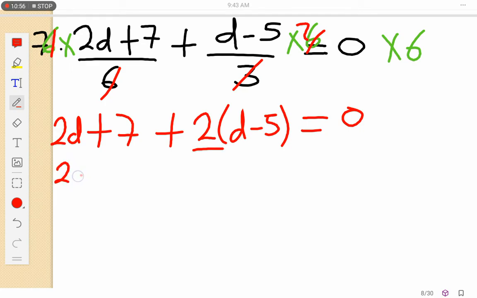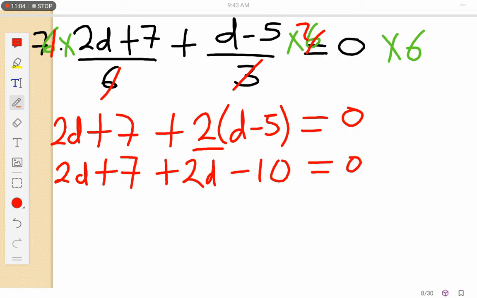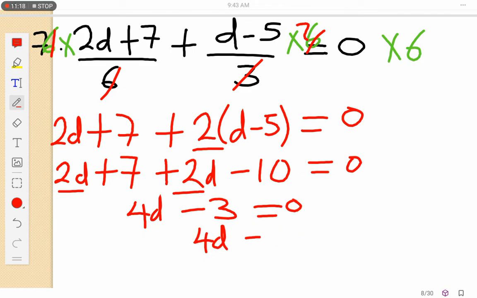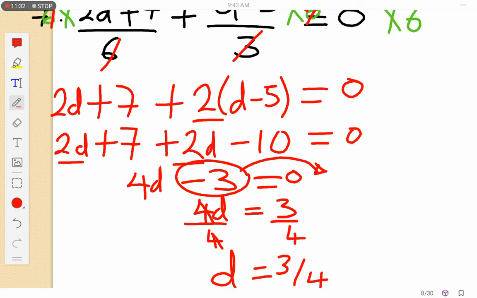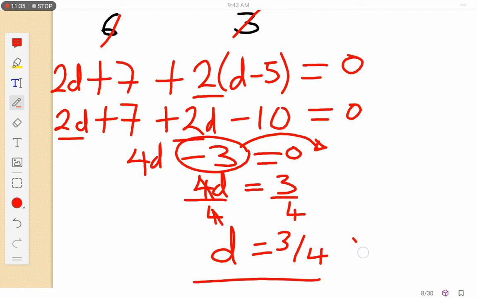Removing these brackets, I'll have 2d plus 7 plus 2d, and minus 10 is equal to 0 there. Okay, 2d plus 2d, I get 4d. 7 minus 3 minus 10, I get minus 3 there. This is equal to 0. So I can say 4d is equal to 3. I'm taking this one to this side, it becomes a positive. That's why I'm saying it becomes a 3. Now I can divide by 4. So my d is equal to 3 over 4. Okay, that's how we get our answer there. Our d is 3 over 4.